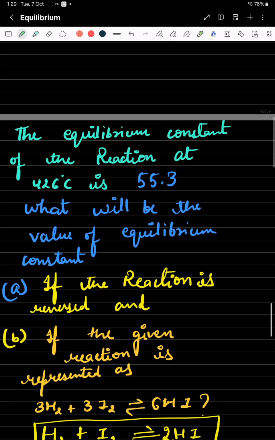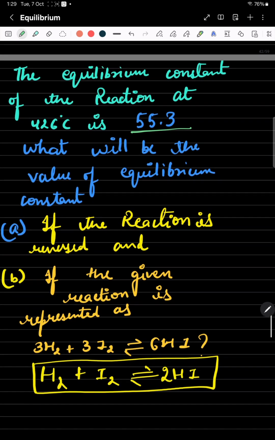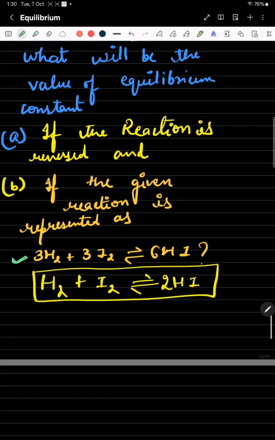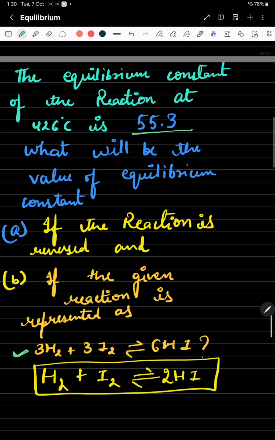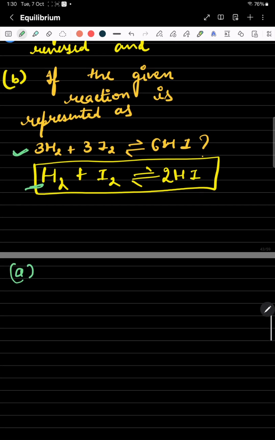Now the equilibrium constant of the reaction at 426 degrees Celsius is given to you as 55.3. What will be the value of the equilibrium constant if the reaction is reversed? If you are simply reversing a reaction, what will be the equilibrium constant value? If the reaction is represented in this way, then what will be the equilibrium constant? The equilibrium constant for this reaction, H2 plus I2, is given. Now if you just inverse the reaction, then what will you get?